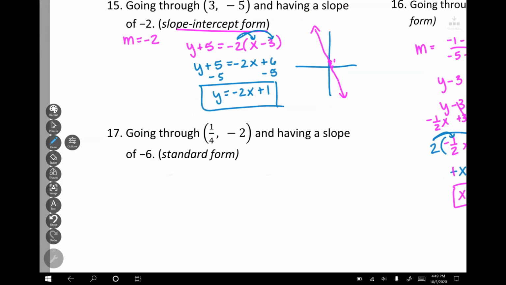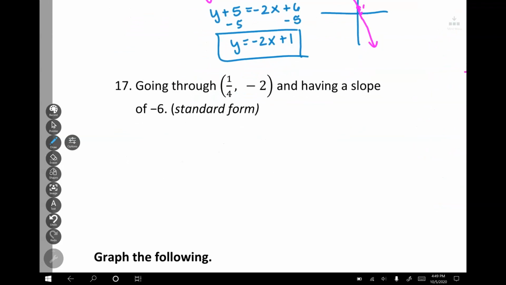All right, let's look at one more. So this one is going to go through the point 1/4, negative 2, x1, y1, and the slope is negative 6. We want this one again to be in standard form. So y minus negative 2 equals negative 6 times x minus 1/4. All right, distribute the negative 6.